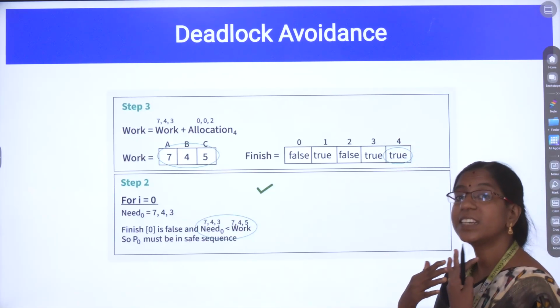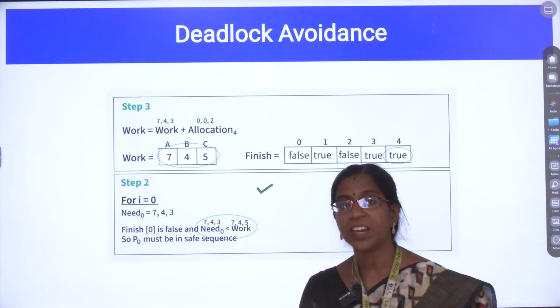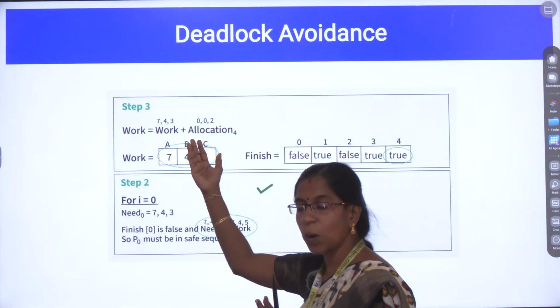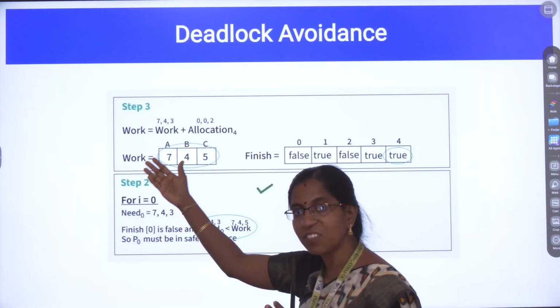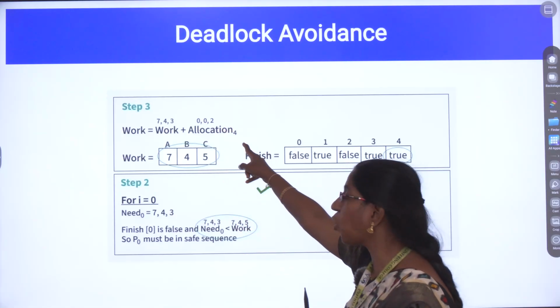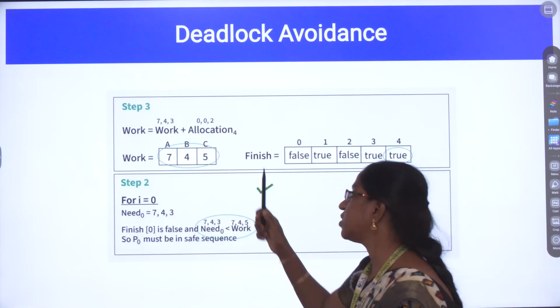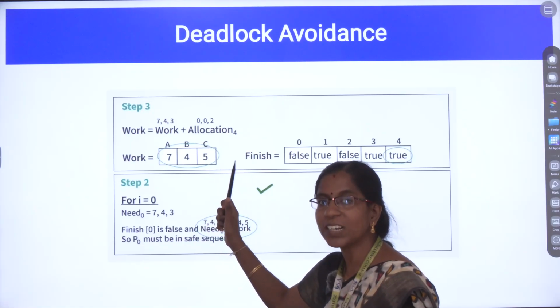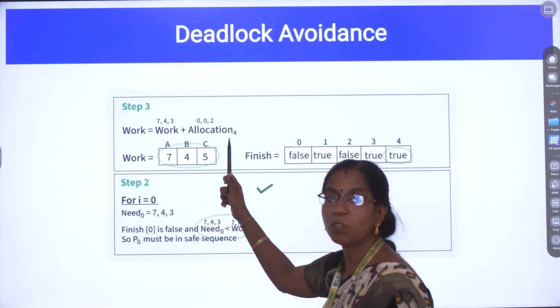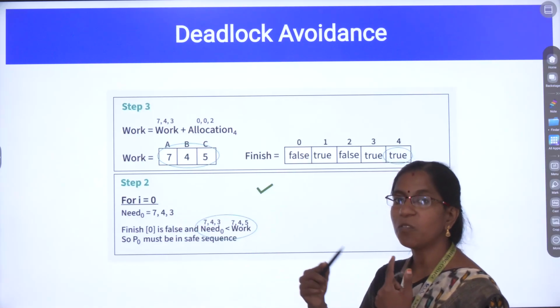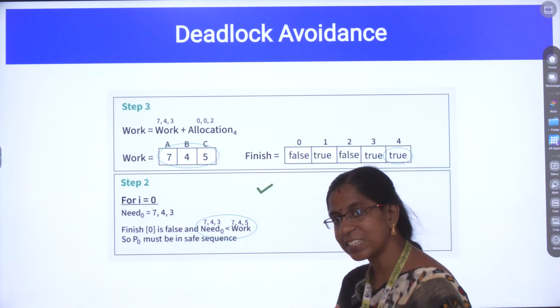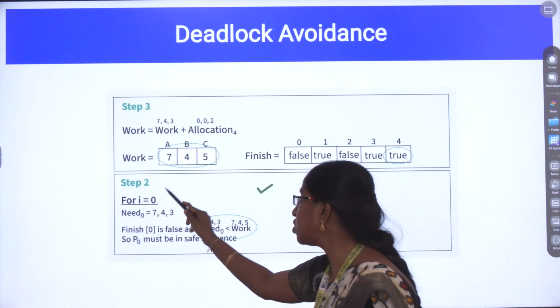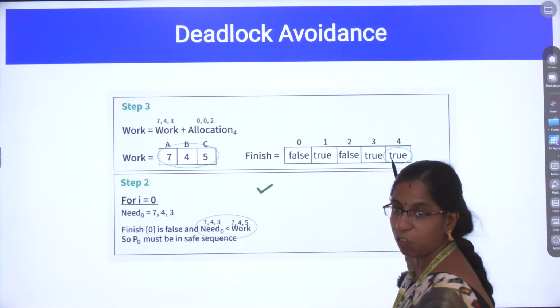Since it is true, we have to update our work value. Work is equal to the existing work value plus process 4's allocation value. So 743 plus 002, we get a new work value of 745. Now we go to the next iteration, I is equal to 0, because we finished 4.